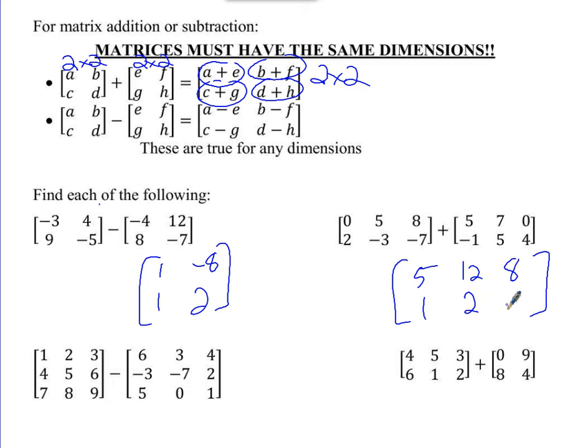1, 2, good. You're just adding corresponding elements. Piece of cake. Okay, go ahead and do those second two. So on the second one, or third one, I guess, what do we get? A 3 by 3.